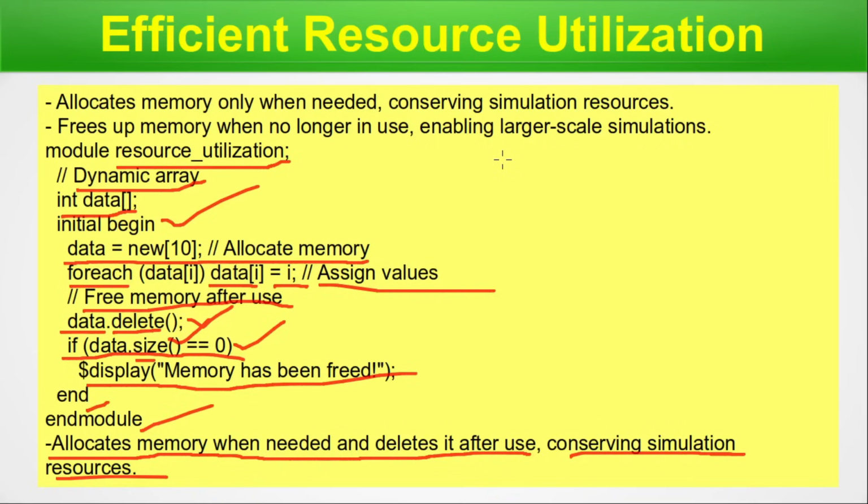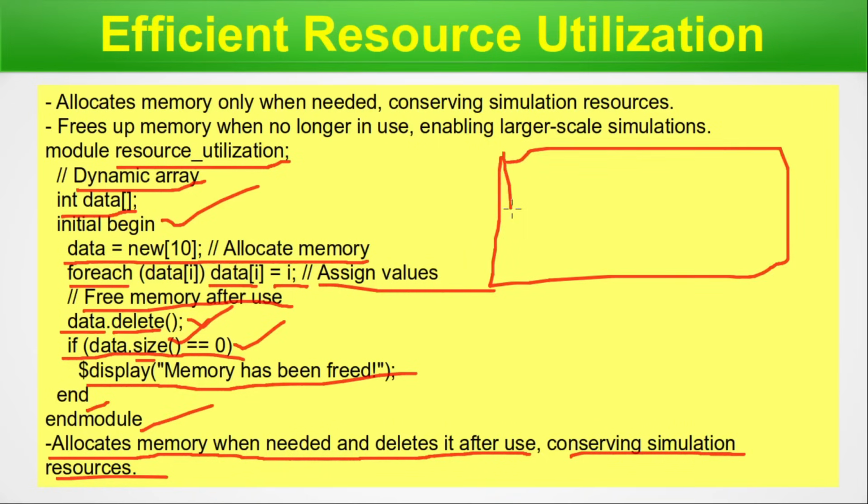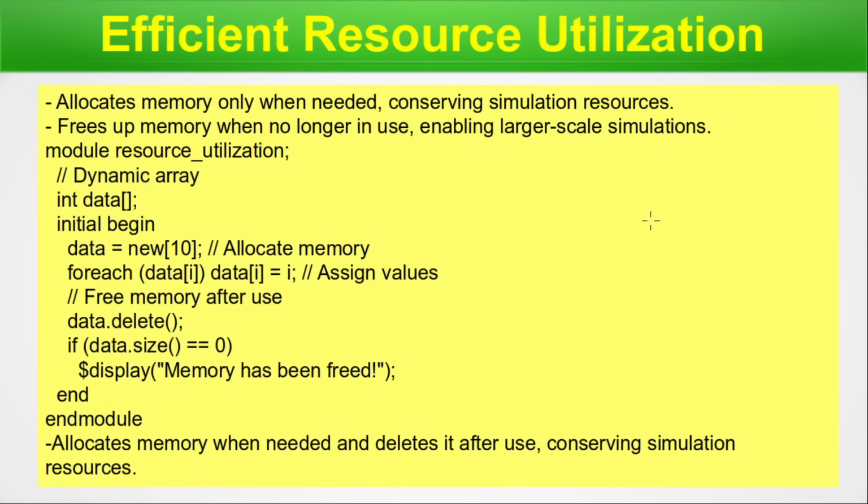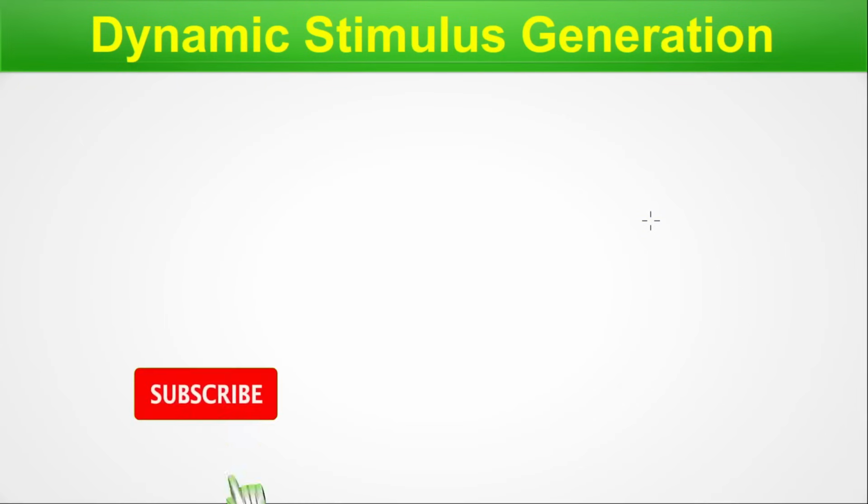That means we have a fixed RAM, so we are not blocking parts of it for the entire simulation time. We block it as much as we need and then we free it up. This allows larger simulations, that means full chip or test chip level simulation, to run smoothly by conserving resources and avoiding unnecessary memory usage. We are done with this particular slide, so let's move on.